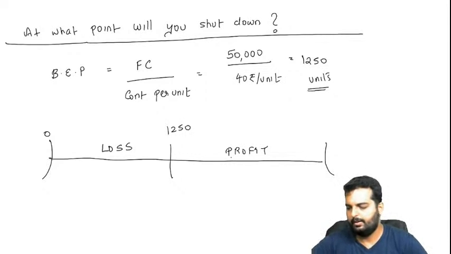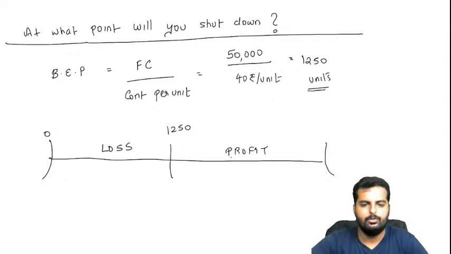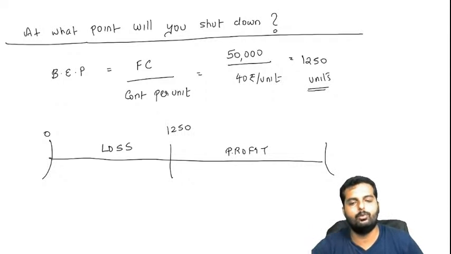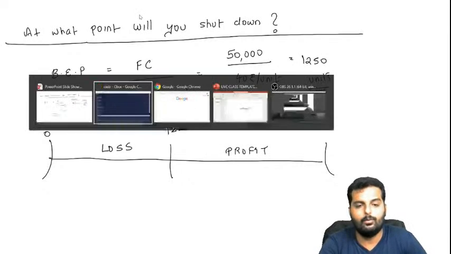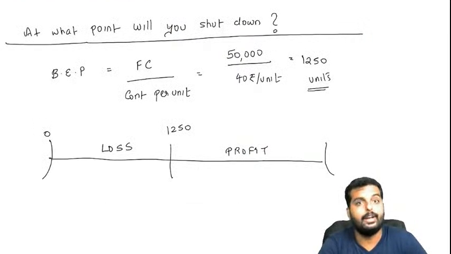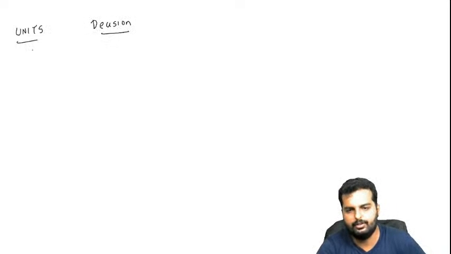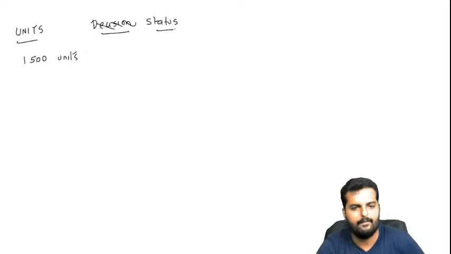Alright friends, have you all put up till here in your books now? So we know that below 1250 it is going to be at a loss, above 1250 it is going to be at a profit, and the question we are asking is, at what point will you shut down? I'll go to the next page now. I'll ask you some questions on units, and based on that you tell me what is the decision. For example, I'll give a heading called status, and the last column heading would be decision.